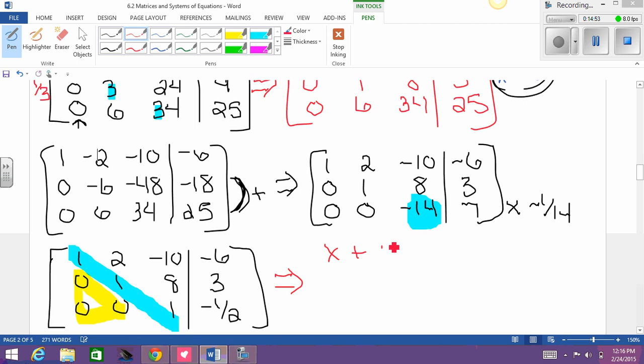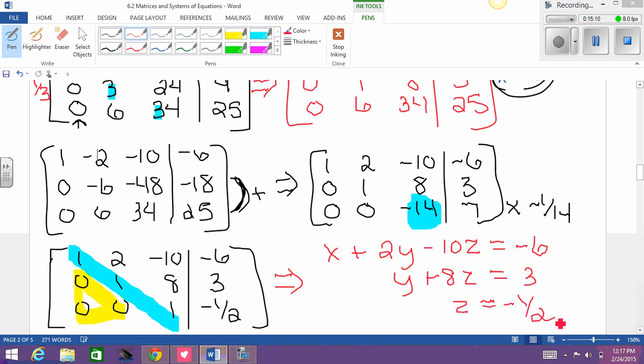x plus 2y minus 10z equals negative 6, y plus 8z equals 3, and z equals negative 1/2. So we know from what we did yesterday, we can now use what I have, my three equations here, to go back in and substitute to find out what y is and find out what x is, right? So let's do that.